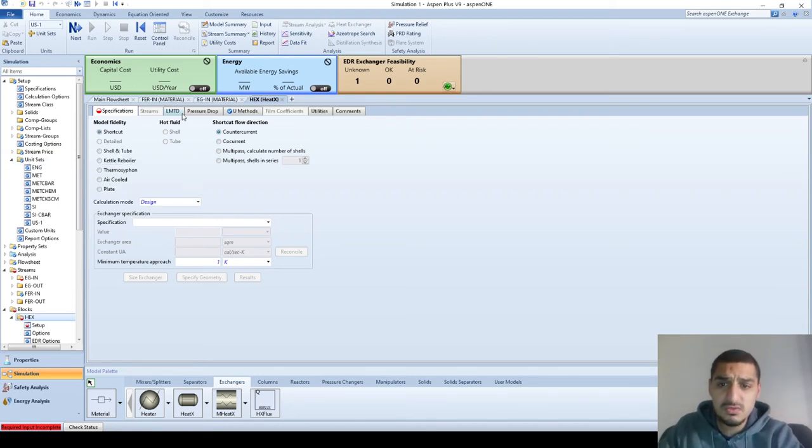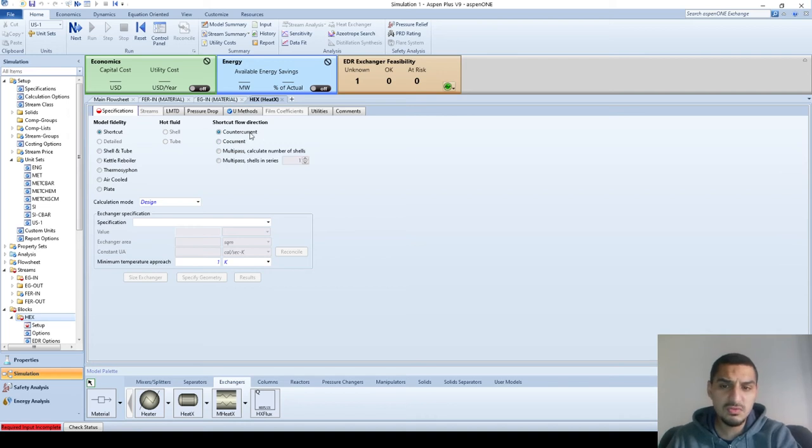Here it asks you where the hot fluid will flow, either in the shell or the tube. And this is actually not active because I've already chosen this when I chose the heat exchanger type that has the hot fluid in the shell. Now we will go to this. It's asking, in case of shortcut calculations, do you want to make the calculation based on counter current flow or co-current flow or multipass?